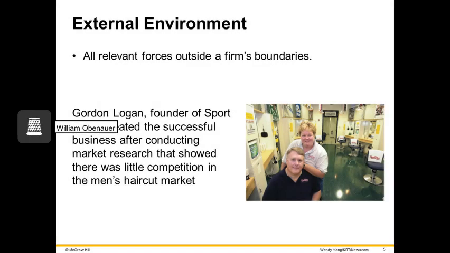The external environment refers to all the relevant forces outside of your firm's boundaries. Things like the law, the actual weather, the economy, and all these other types of things that we've been discussing in this lesson.